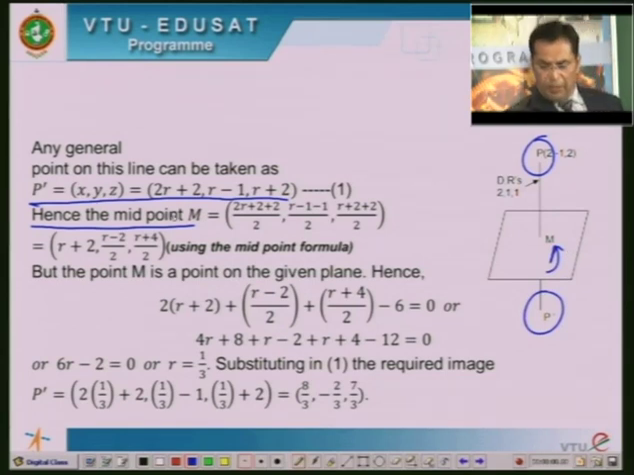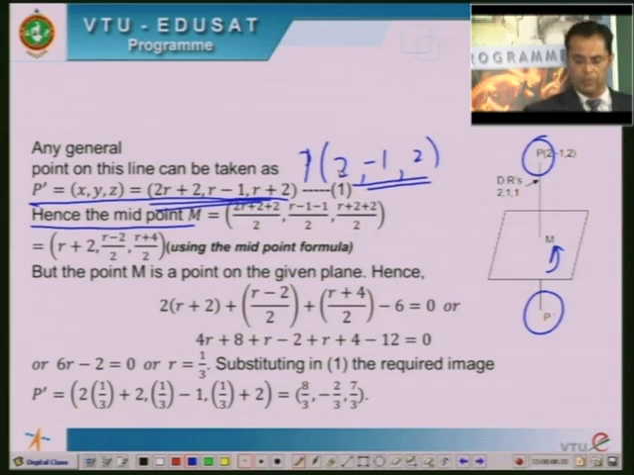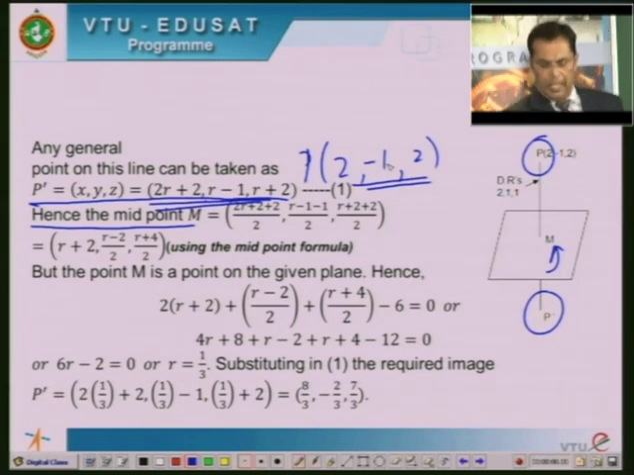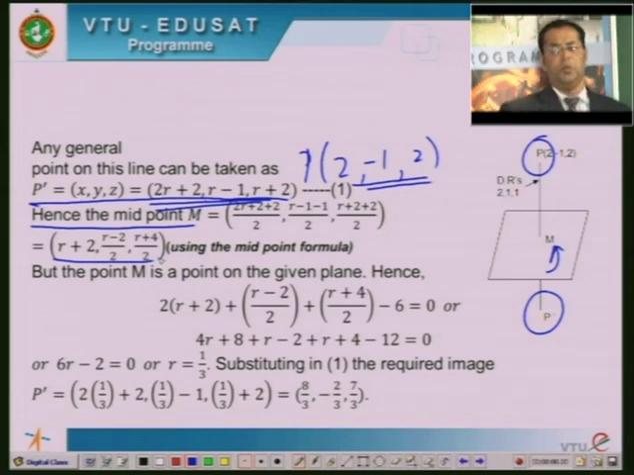Apply the midpoint formula. The midpoint is the average of the coordinates. So because P is (2, -1, 2), the midpoint M should be the average of these coordinates. So it should be (2r plus 2 plus 2) by 2, x1 plus x2 by 2, (r minus 1 minus 1) by 2, y1 plus y2 by 2, and (r plus 2 plus 2) by 2, which is z1 plus z2 by 2. On simplification, you get the coordinates of M as (r plus 2) the x coordinate, (r minus 2) by 2 is the y coordinate, and (r plus 4) by 2, which is the z coordinate, which as I told you, friends, is from the midpoint formula.